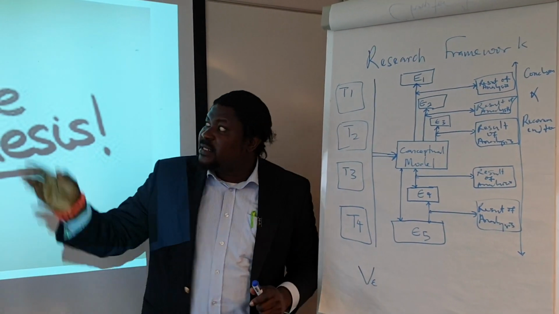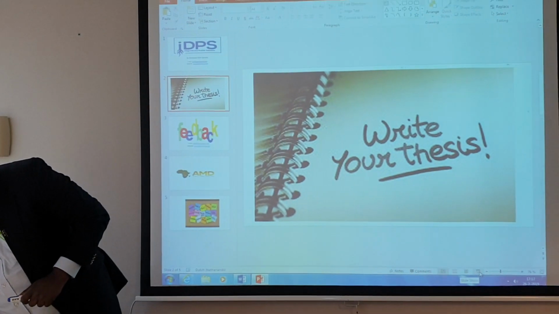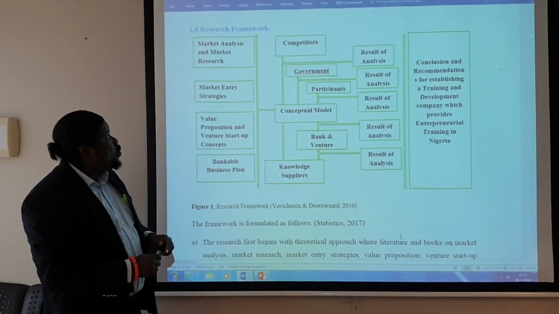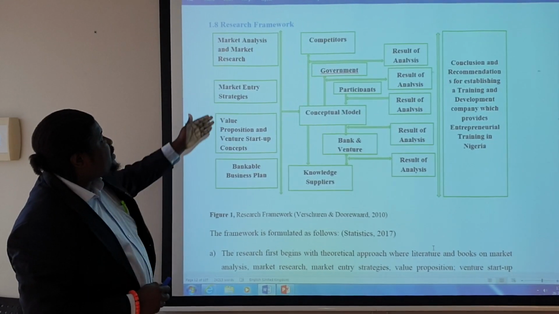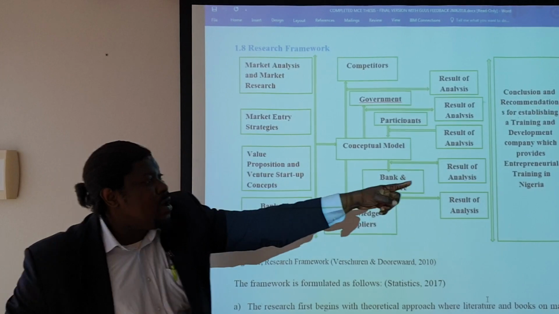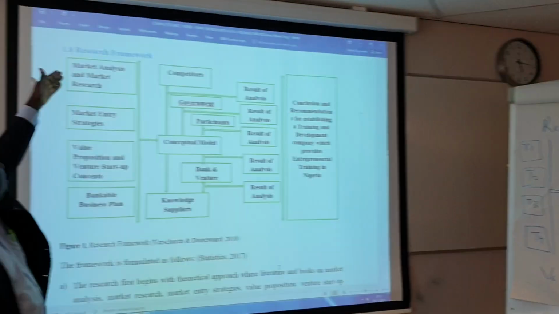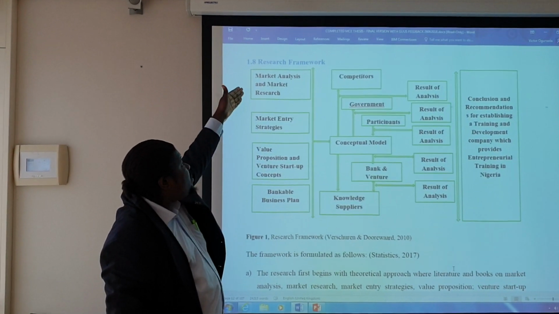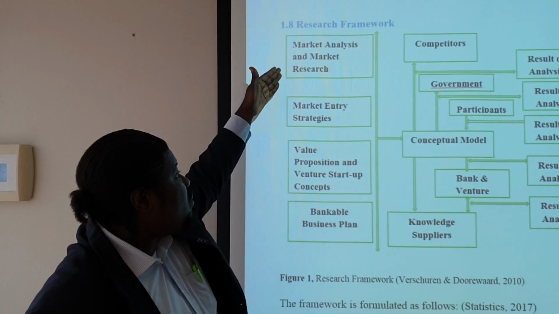If you give me a minute, I'd like to come to the smart board, and I'd like to briefly show a real-life example of that research framework. This is an example of a research framework. As you can see, this is T1. If you look on the board there, research framework, T1. Theory 1 would be market analysis and market research. So this student is going to write a market analysis and a market research, okay?